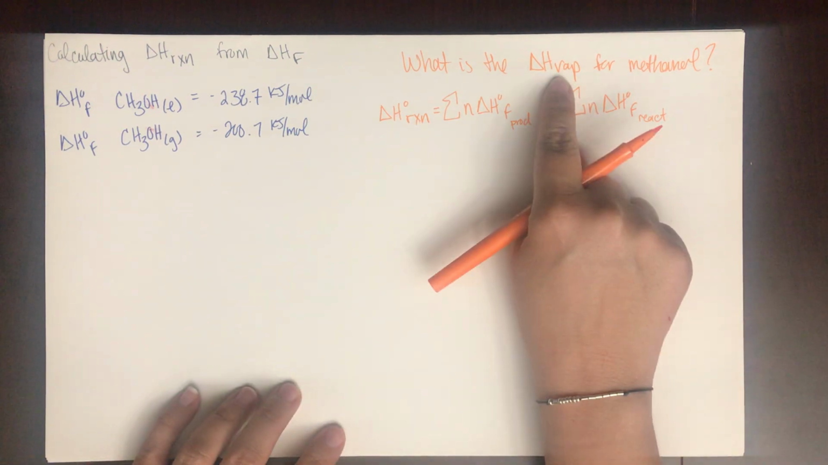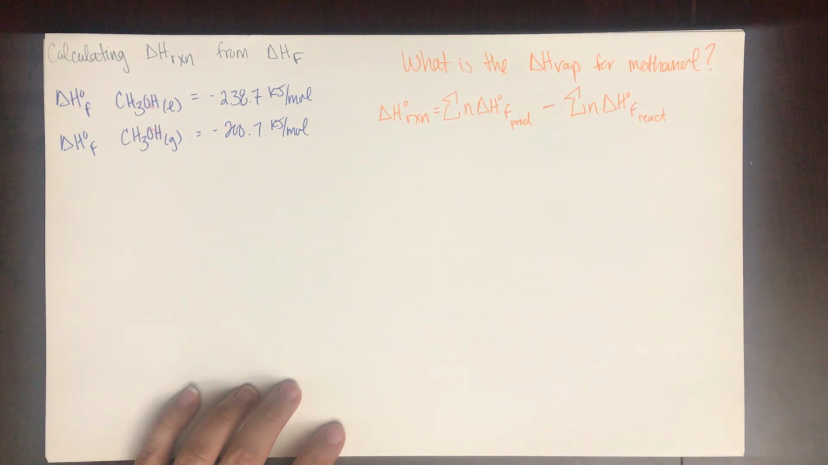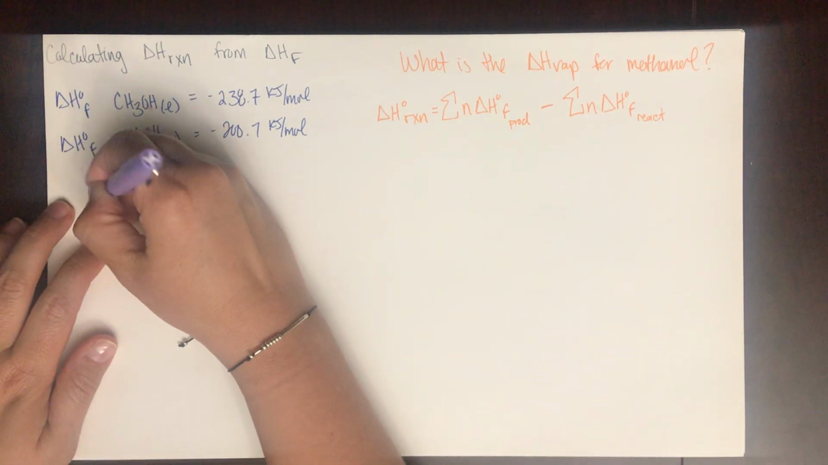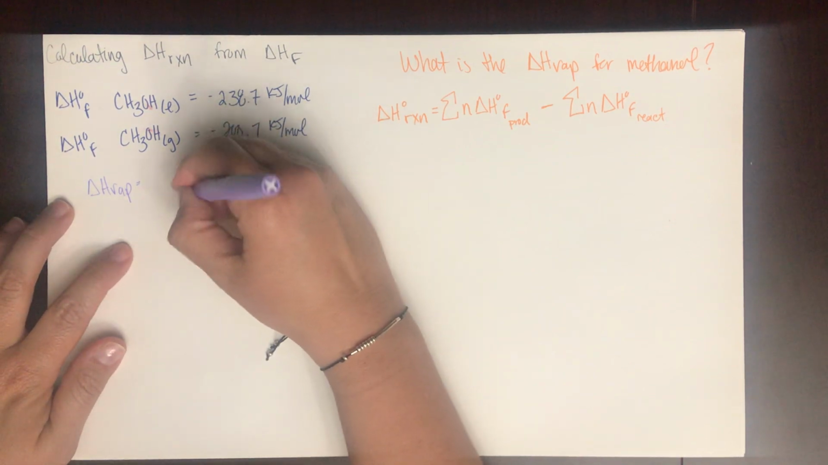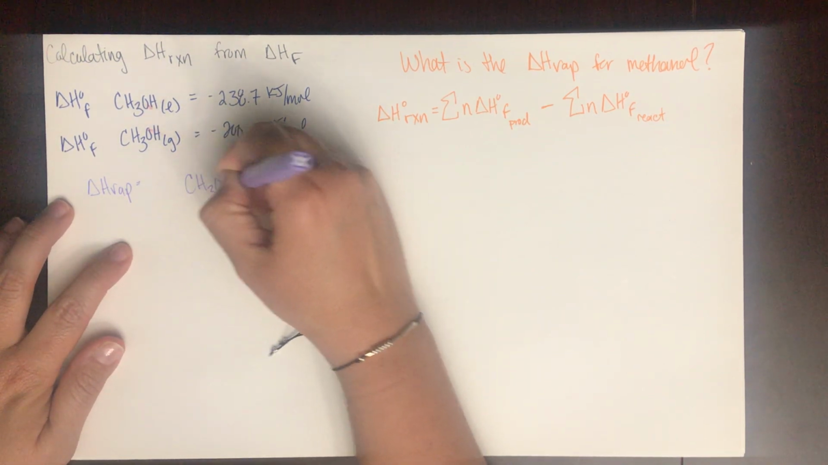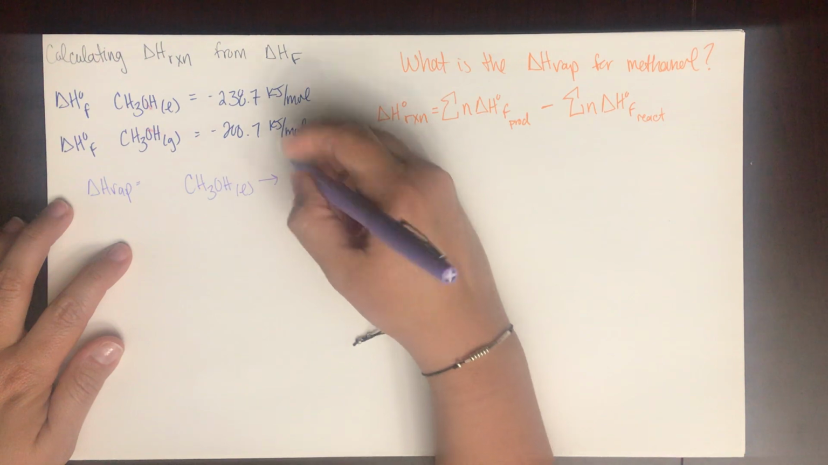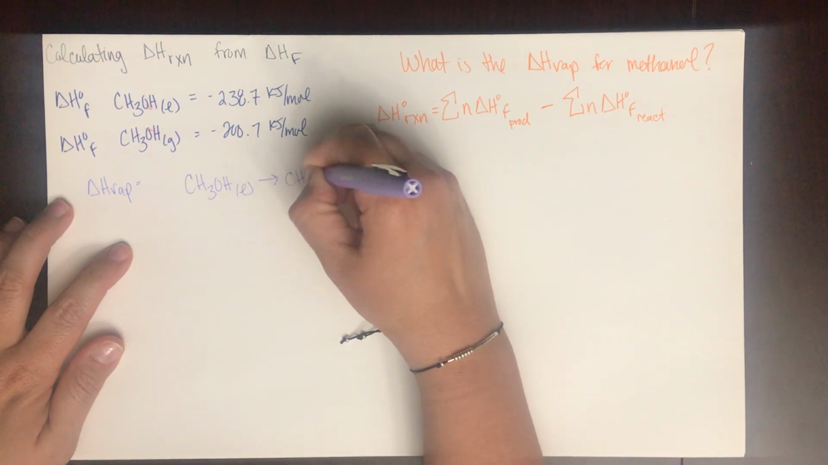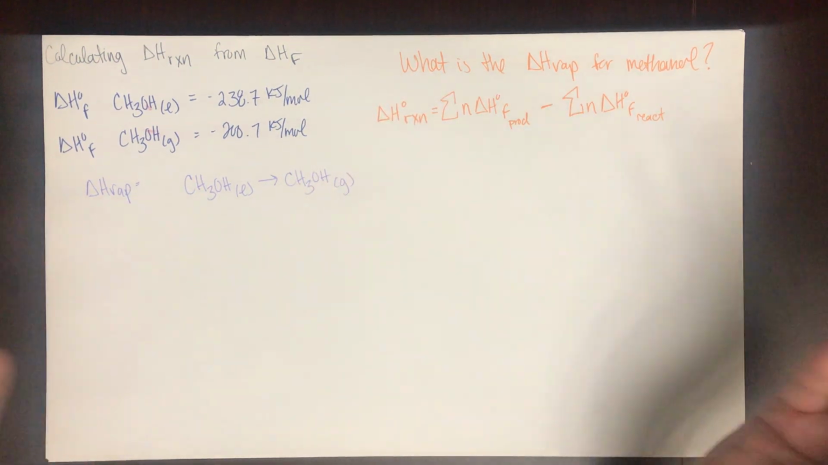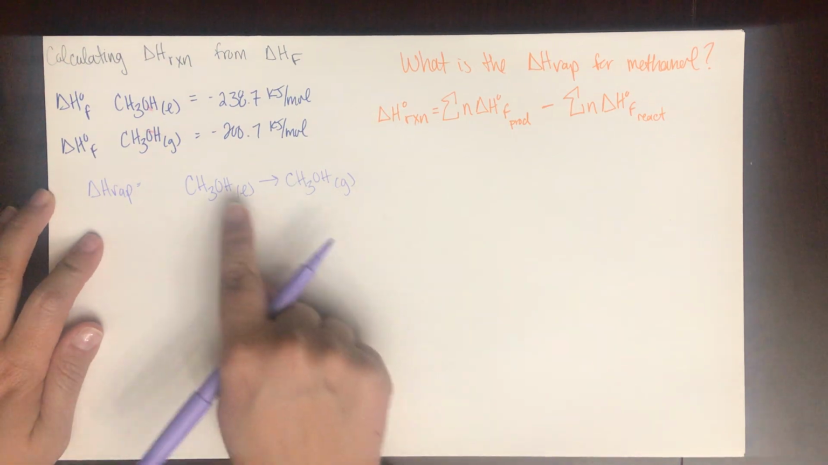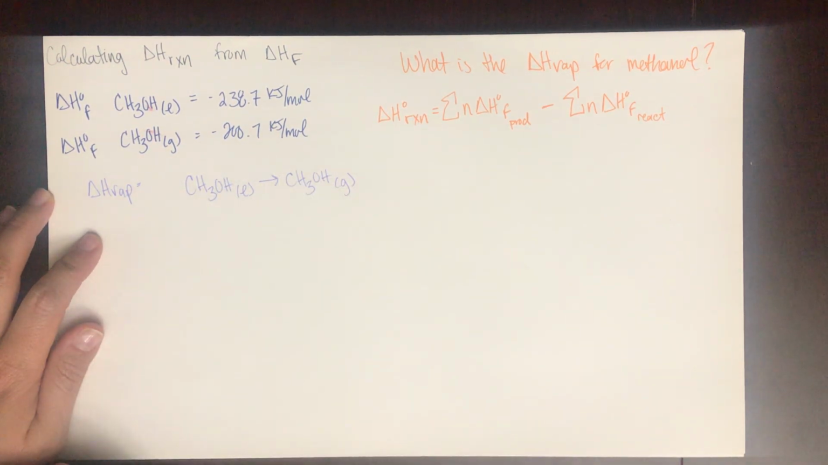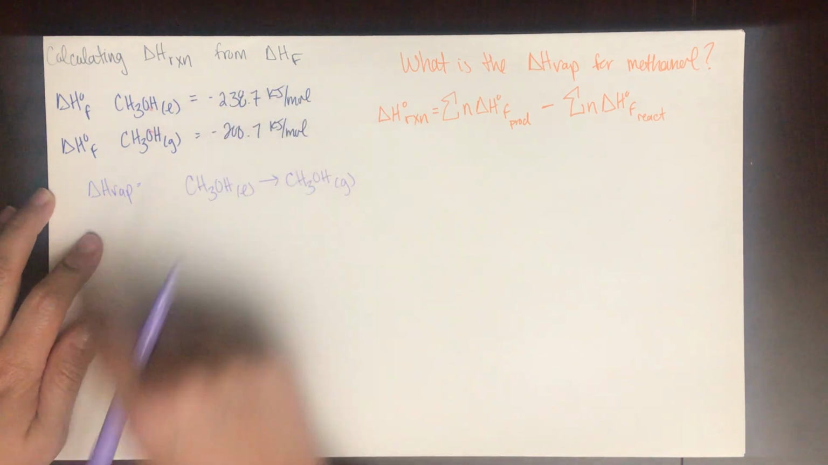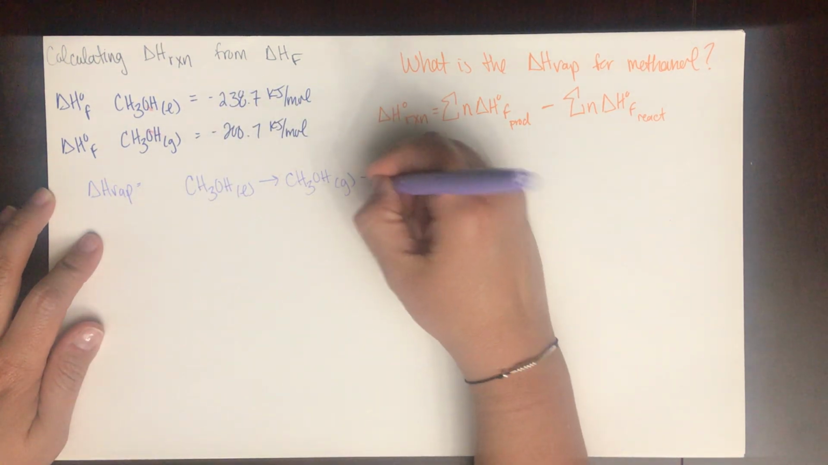So if I ask you for the heat of vaporization, all the heat of vaporization, delta H VAP, is just liquid methanol going to gaseous methanol, right? That's all it is. It's the amount of energy it takes to go from a liquid to a gas. And I have these values. So let's plug that in over here.